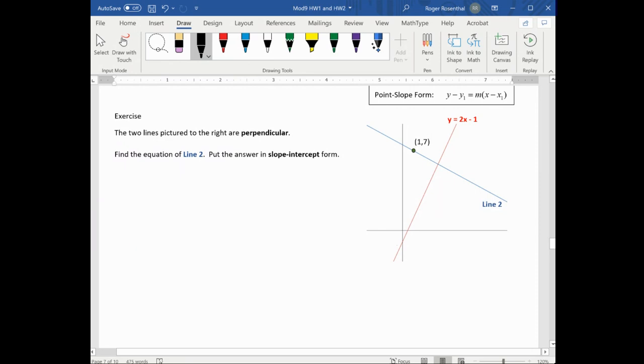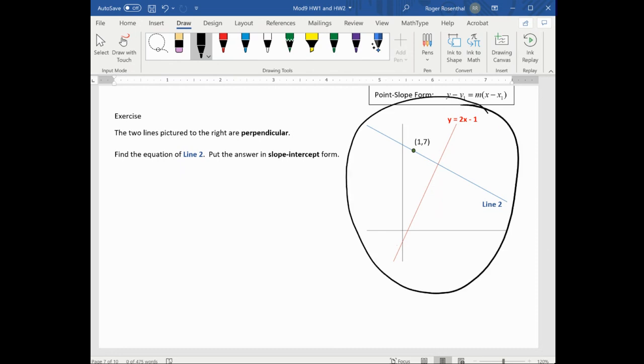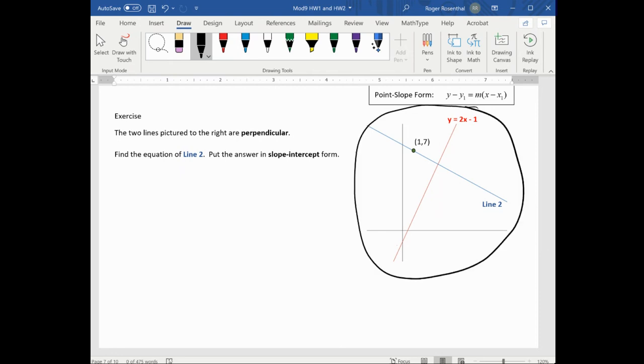I said in Module 9, Homework 1, the previous section, that there was a problem students often think isn't going to show up on a test, and it often does. What I was thinking of actually was this one. So be sure you know how to do this. A problem similar to that very often shows up on a test.